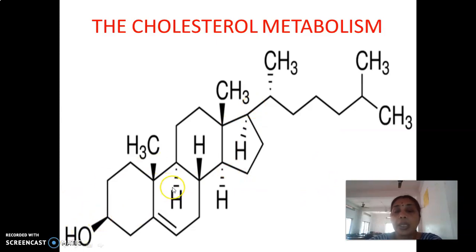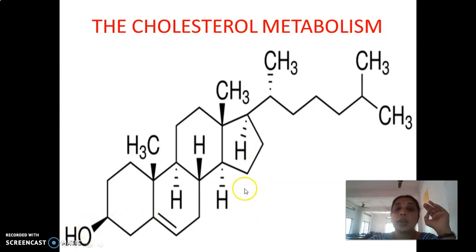Cholesterol can be seen in the body in two forms: free cholesterol and cholesterol esters. As we discussed in the earlier slides on cholesterol transportation, when we were discussing the lipoproteins, the lipoproteins transport the cholesterol in the form of cholesterol esters and also free cholesterol. Free cholesterol is the one in which the OH is found as OH itself. The third position of the cholesterol molecule has an OH, right?